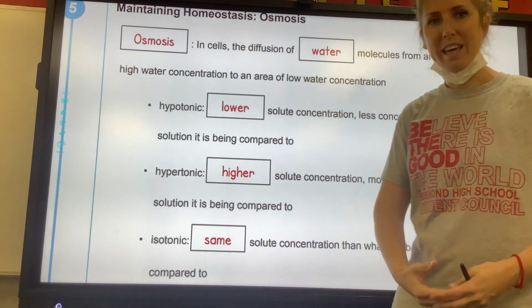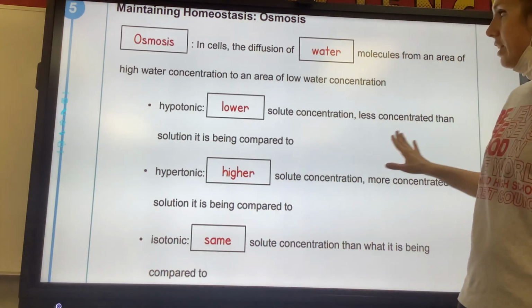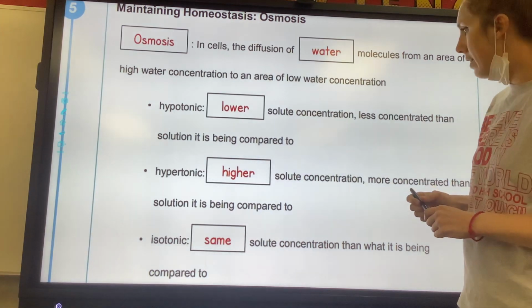Hypo, like a hippo, remember it's going to swell. This is when water, and I'm going to add this to it.